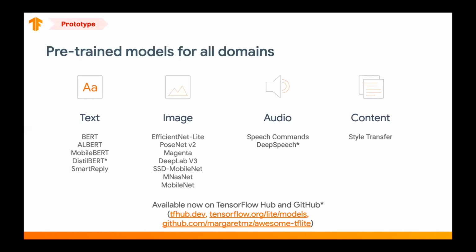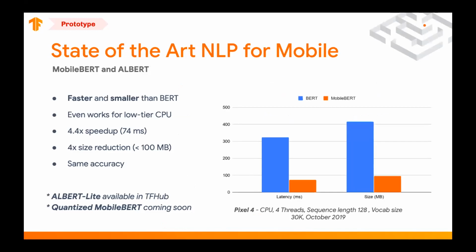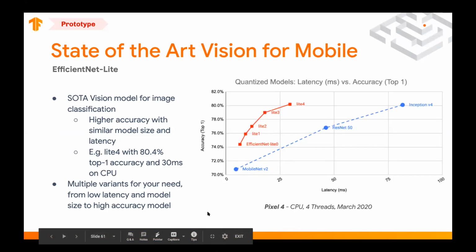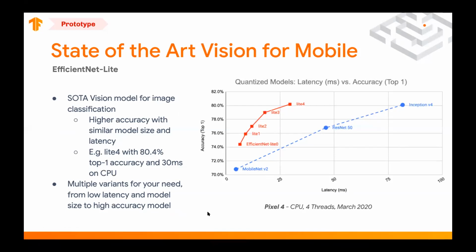As you can see, there are a number of different models across a number of different domains that are already available using all the TensorFlow Lite delicacies that I just demonstrated. So yeah, state-of-the-art NLP for mobile developers, ALBERT Lite already available, and a quantized version of MobileBERT is coming soon. State-of-the-art vision, of course, EfficientNet Lite, the TensorFlow Lite variant is already available, and on the left you can see the performance is still kind of retained and the latency is much reduced, so that's a good thing.